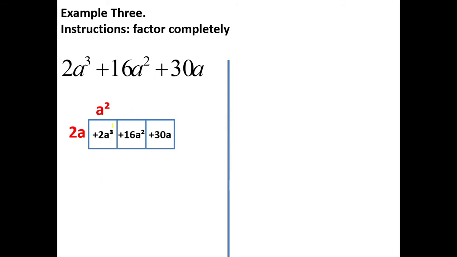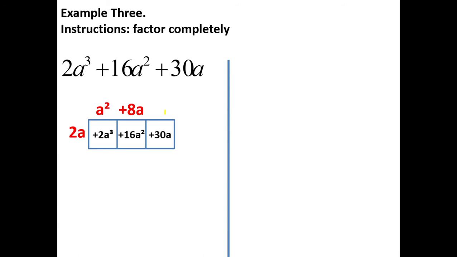Okay, how about in the second one? Well, this is a squared, so a times what gives you a squared? Well, a times a. A times a gives you a squared. And 2 times what gives you 16? 2 times 8. So you want 8a, because 2 times 8 gives you 16, and a times a gives you the a squared.